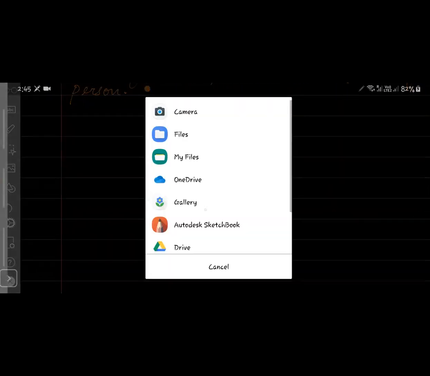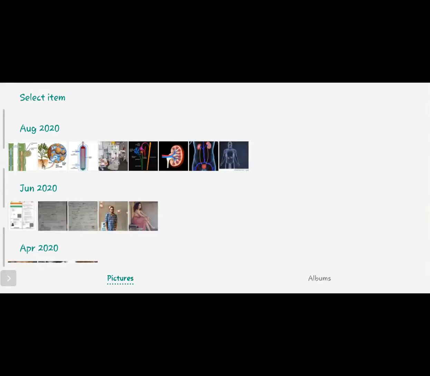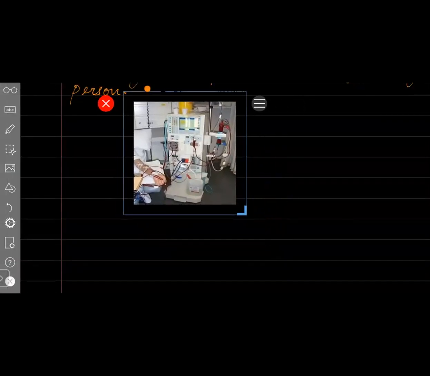Now I'll show you the dialysis machine. You can see how the dialysis machine looks. See, this is how the dialysis machine is.